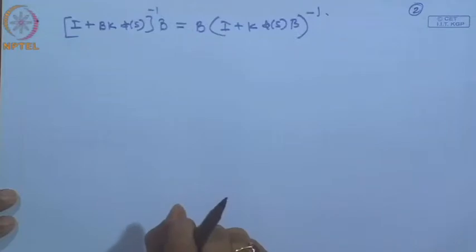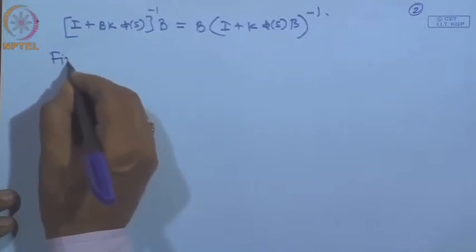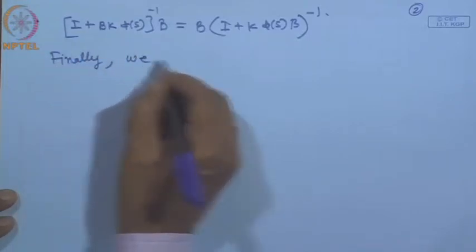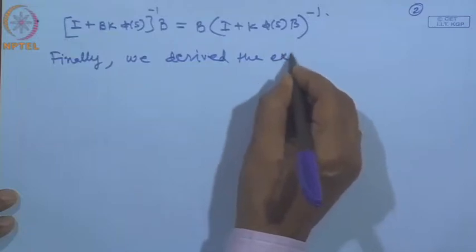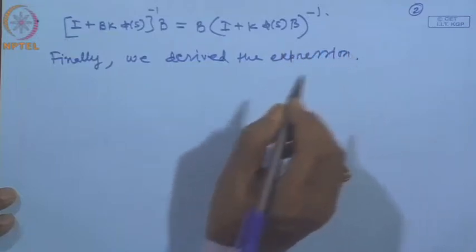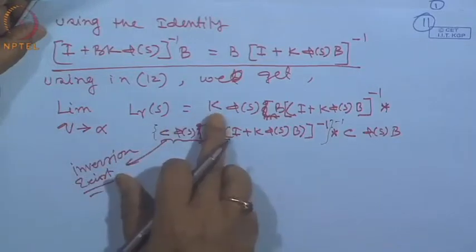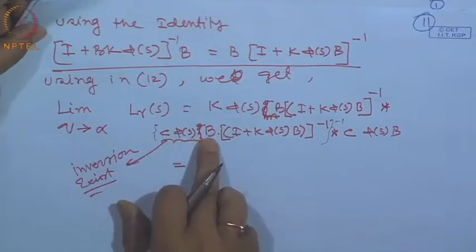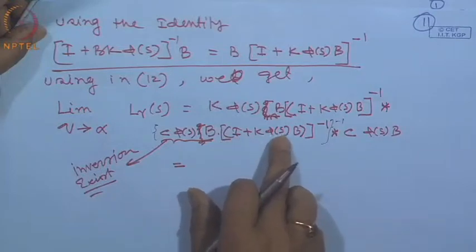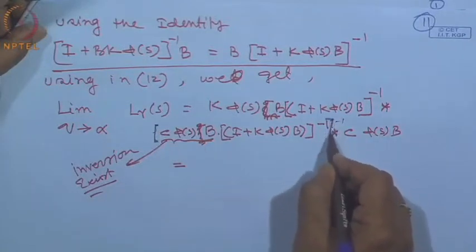Using these two matrix identities, we finally derived the expression, and last class if you recollect, we got it: the limit as q tends to infinity of the loop transfer function is equal to K phi of s B, bracket I plus K phi of s B, bracket whole inverse. Another bracket is there which we missed last class, whole inverse.